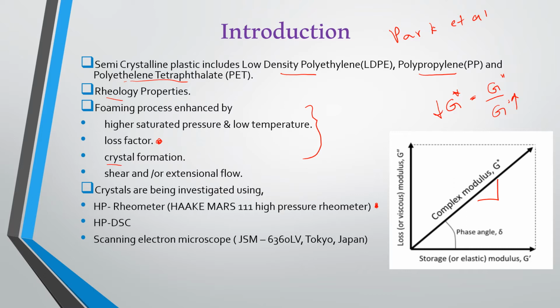Furthermore, there's another scientist called Lee et al. Lee et al. found out that they can form crystals at a lower temperature in a lower amount of time by using high pressure DSC, which is a high pressure differential scanning calorimeter, which will also be used in this experiment.